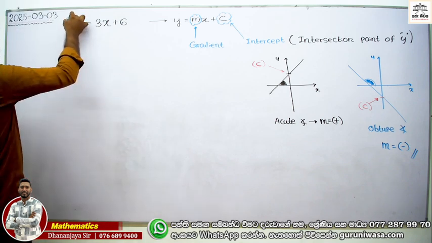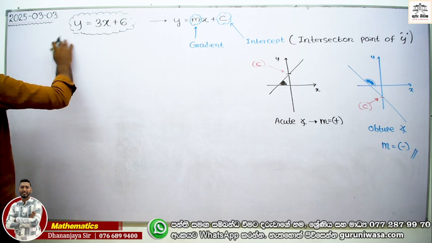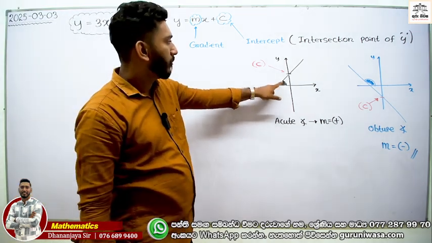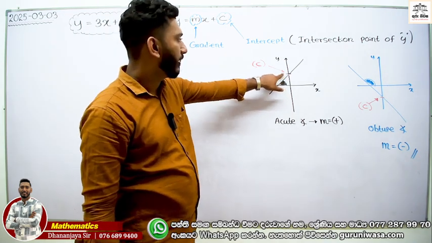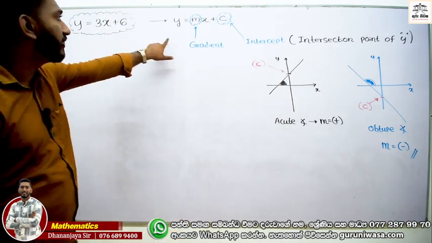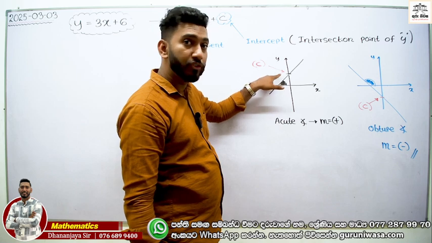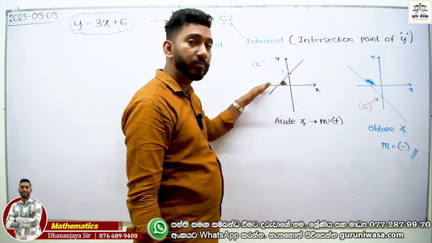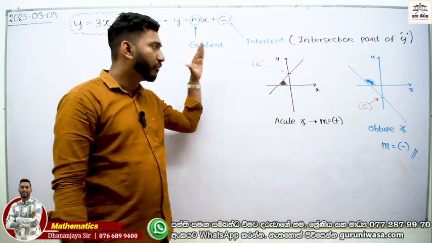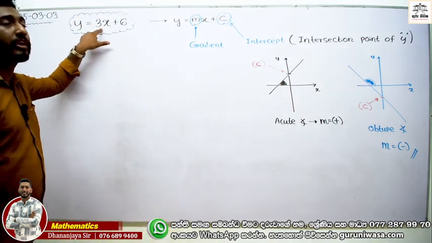Now look at this. This is the graph of the function. It's like this. Plus 6 is the intersection point. Therefore, the intercept is plus 6. And the angle with the positive direction of the x-axis should be an acute angle. Because why? The gradient is positive 3.